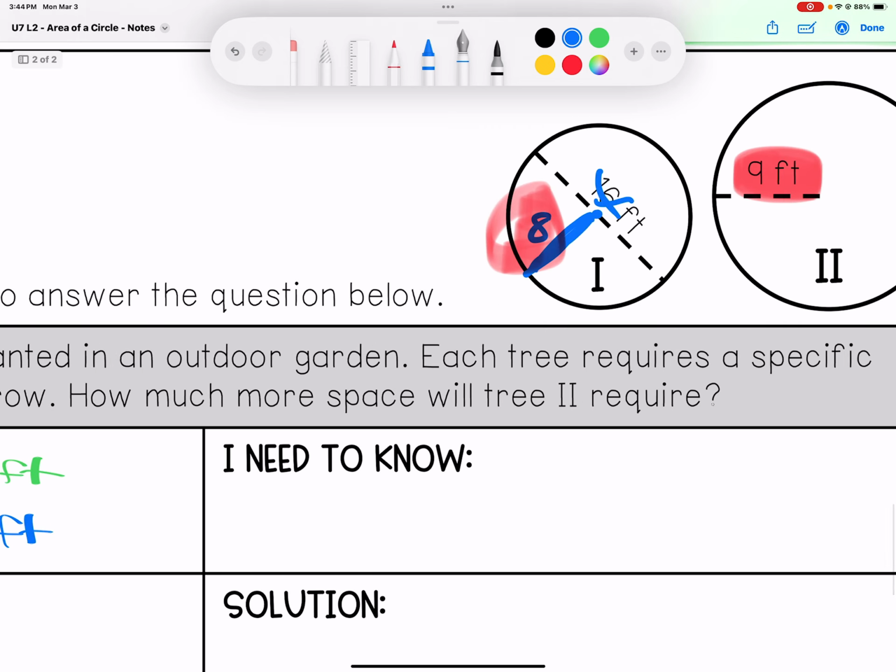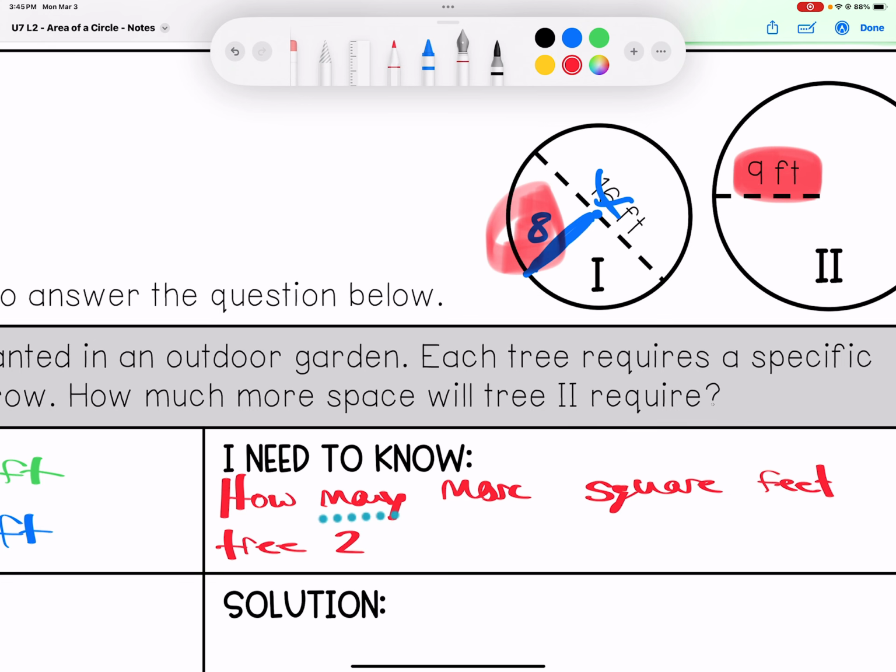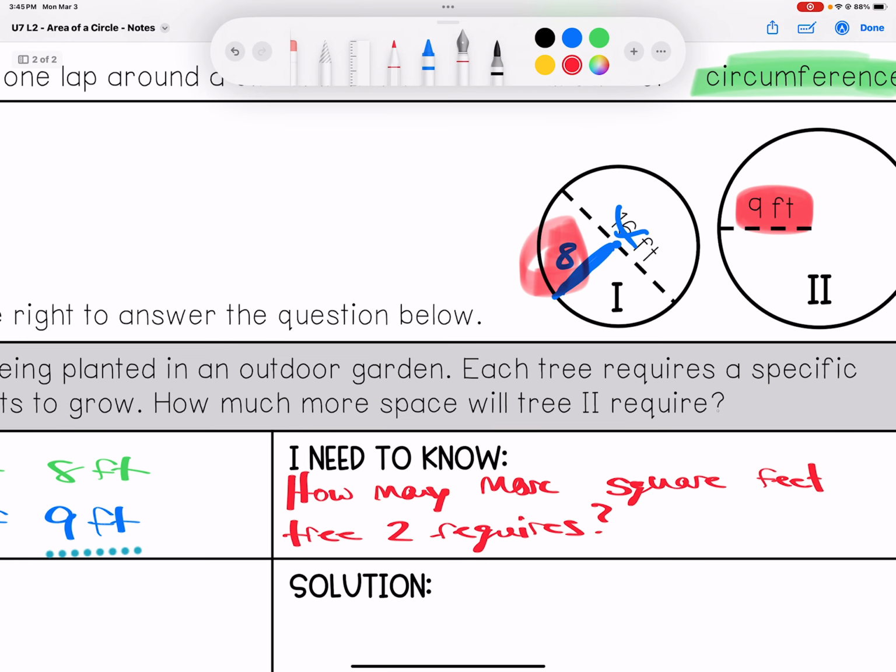What do I need to know? I need to know how many more square feet tree 2 requires.